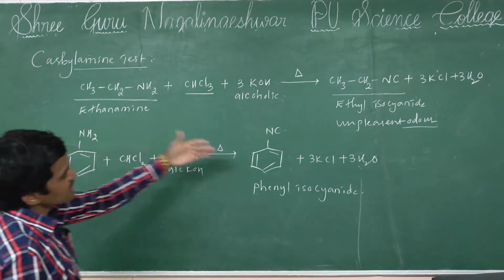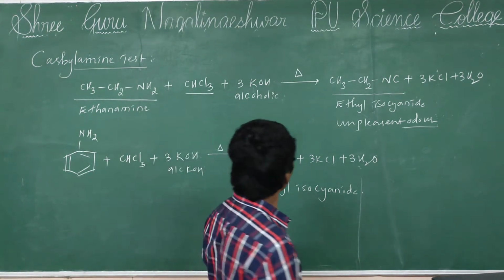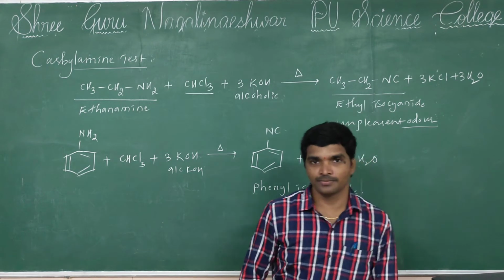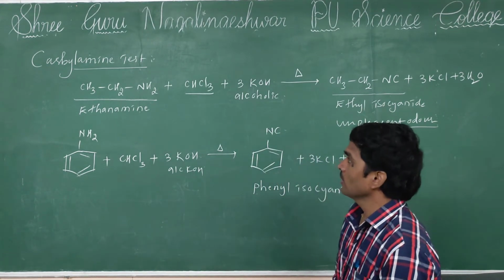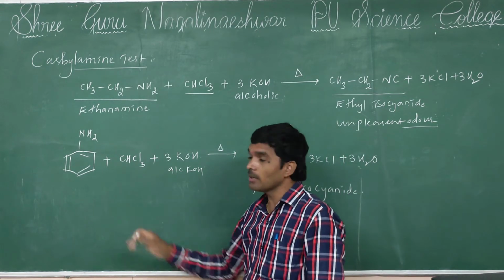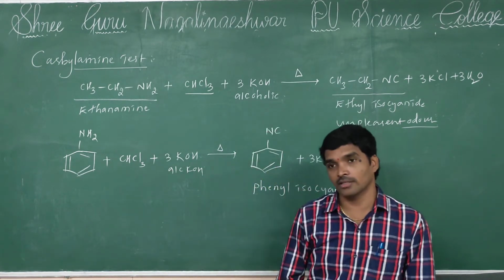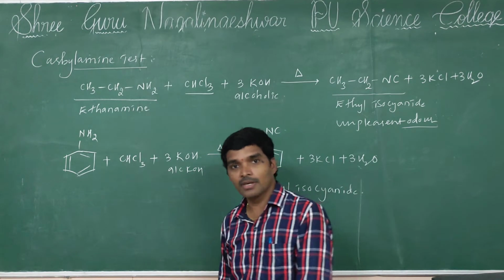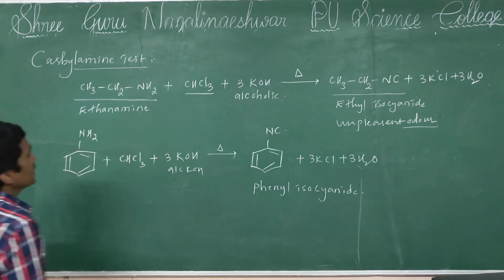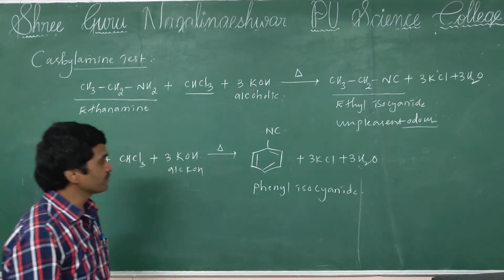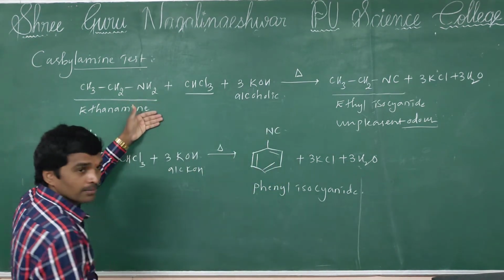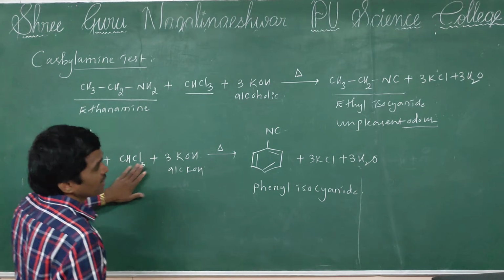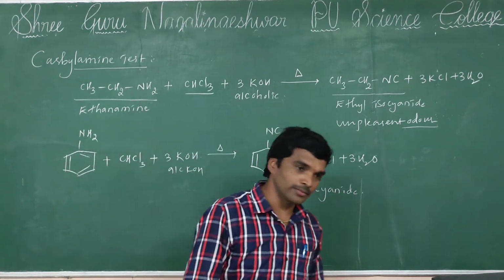So how does this reaction take place? We will discuss the mechanism. Why is isocyanide forming here? And why only for primary aliphatic and aromatic amines, why not secondary and tertiary? We will discuss it by the mechanism. The carbylamine test gives a positive result for aliphatic primary amines as well as aromatic primary amines.